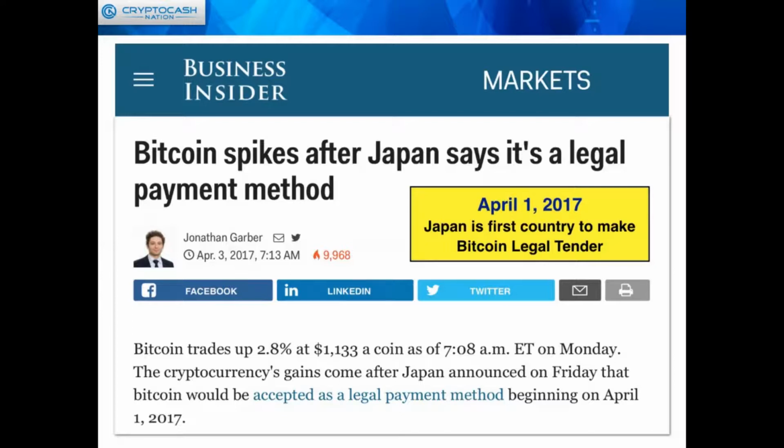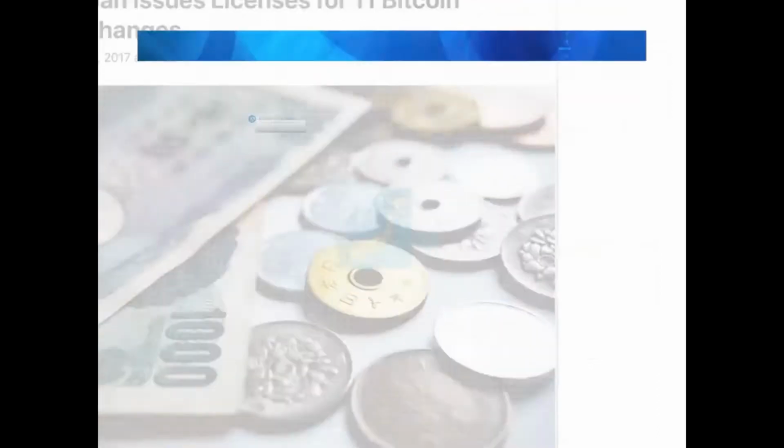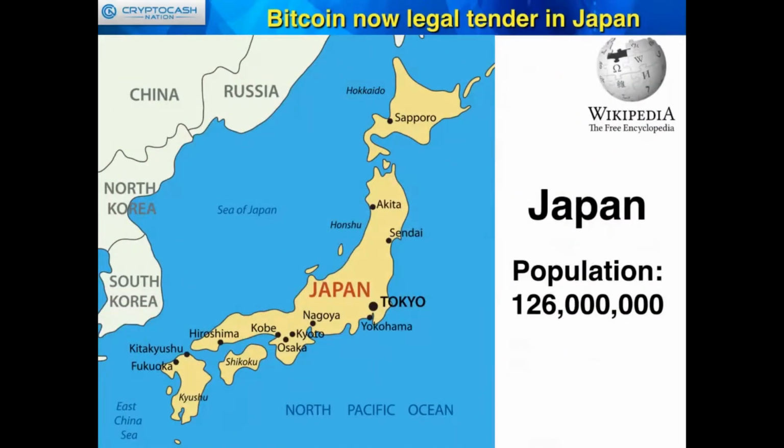Okay, so I went into the Apple App Store and for free downloaded an e-wallet, clicked on a couple of things. They sent me the Bitcoin, and now I had Bitcoin. Wow, I've got an e-wallet. What's that all about? And I started to understand and learn what this was all about. Now, since then, Japan has issued 11 Bitcoin exchange licenses and so on and so forth here. But again, Wikipedia. What's the story in Japan? 126 million people. We've only got about 30 million in Canada. So 126 million people are going to start using Bitcoin.